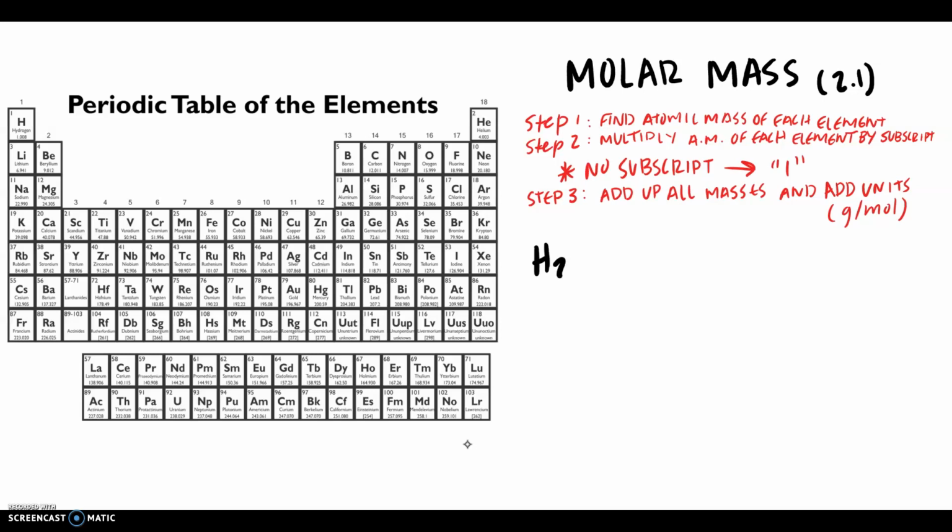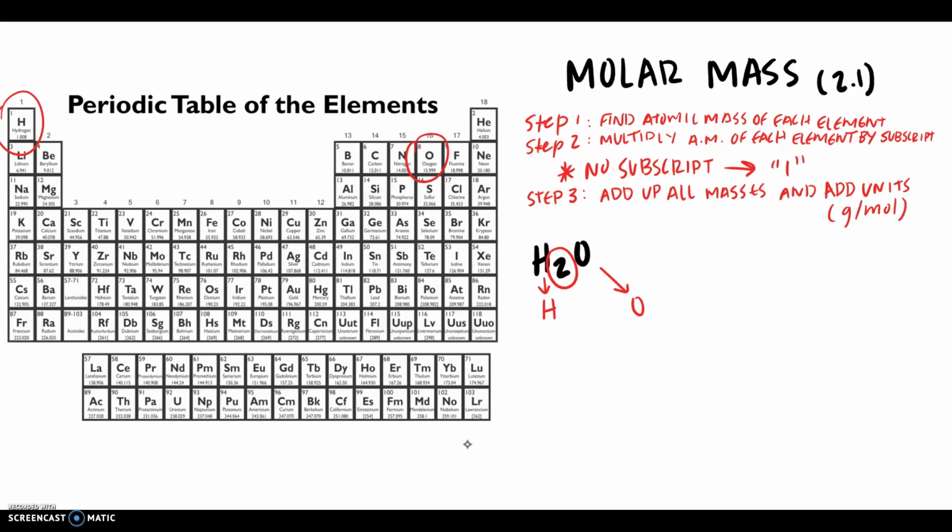Let's do H2O. So for here, same thing. We're going to find the atomic mass in the periodic table. So we have hydrogen and oxygen. Step 1, done. Step 2, multiply the atomic mass of each element by the subscript. So here, what it refers to is, we know that we have hydrogen and oxygen, right? We have hydrogen and oxygen. But here we have a subscript, right?